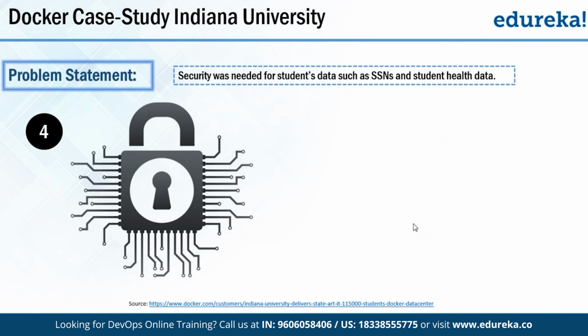Indiana University also needed security for their sensitive student data such as SSN and student healthcare data. So there are four major problems that they were facing before Docker. Now let us see how they have implemented Docker to solve all these problems.